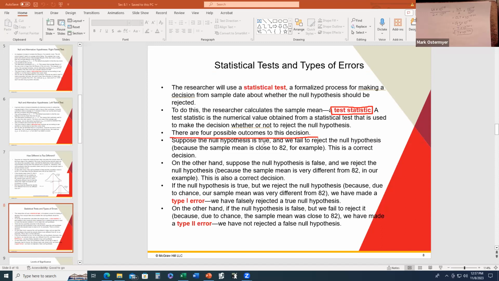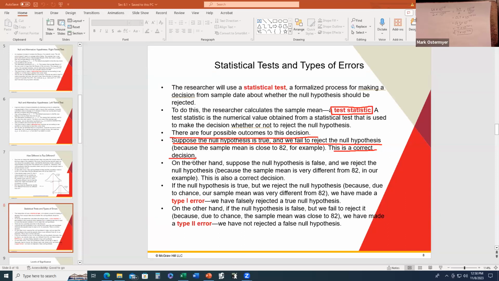Is that a good thing or a bad thing? If the null hypothesis was a true statement and sample evidence shows us to not reject the null hypothesis, would that be a good decision or a bad decision? Are we accepting truth in that case, or are we rejecting truth? Well, since the null hypothesis is true and we fail to reject it, that indicates that we're not rejecting truth. And that's a correct decision. That would be a correct decision.